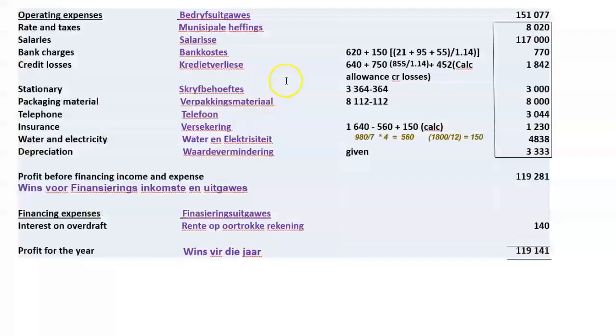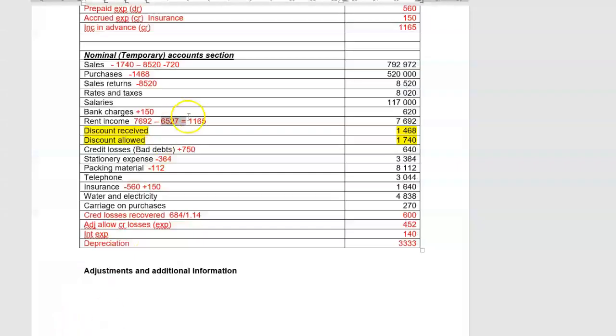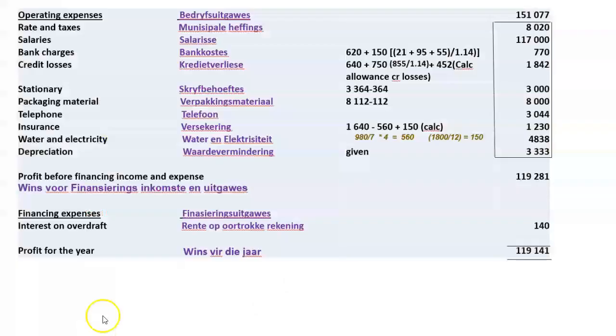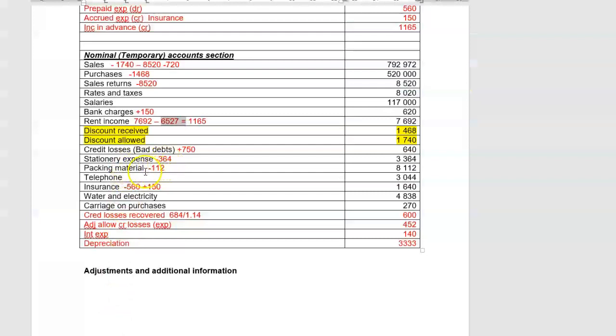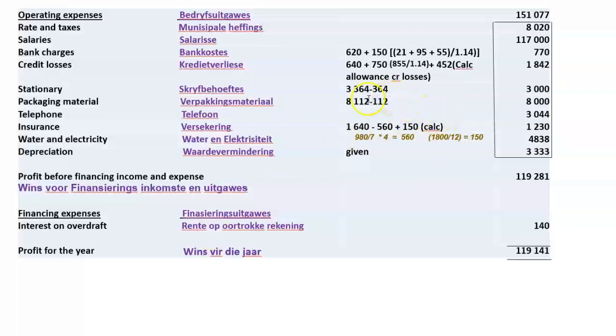150. Credit losses is going to be the 640 plus the 750. You could have added this 452 there, or you could have shown the 452 as a separate line item, but it is an expense. In total, it makes up 1842. Stationery, we just took out the closing balance, so it's minus 364. Packaging material, we took out the closing stock balance of 112.